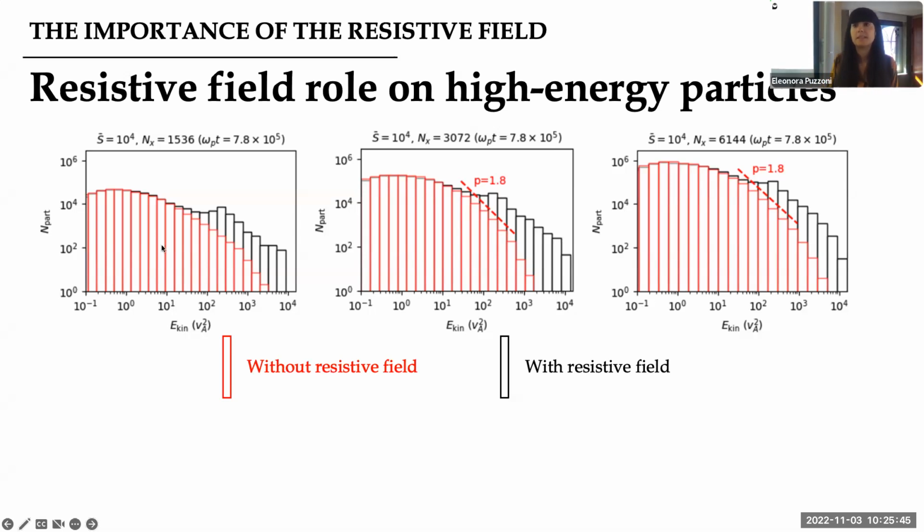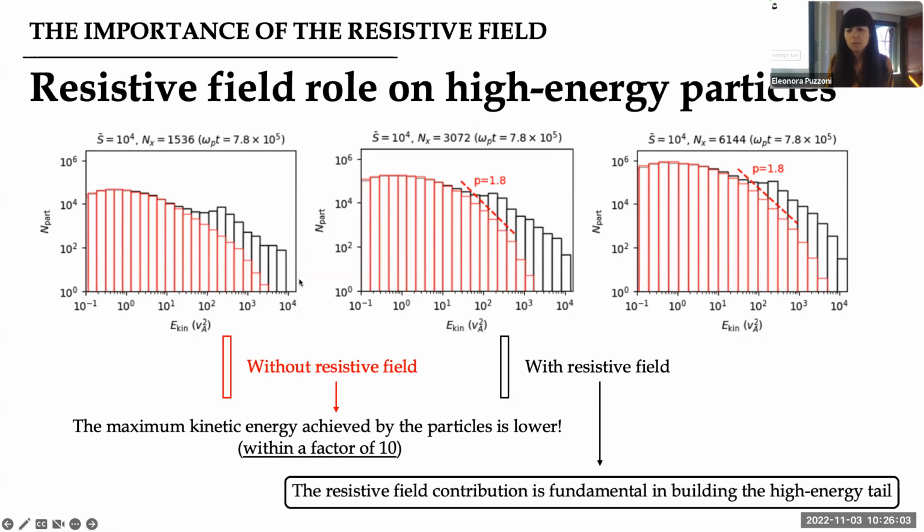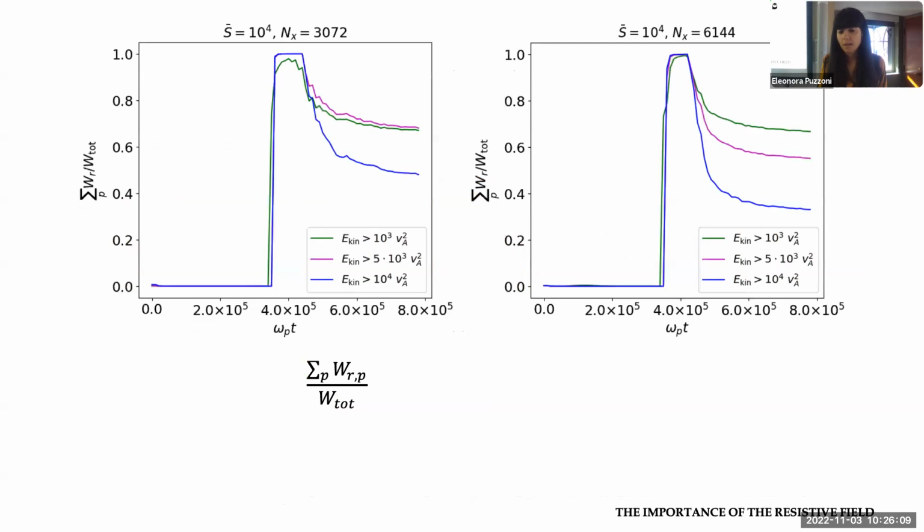I want to stress the fact that the resistive term is always present in the MHD equation for the fluid evolution, so only the particle evolution differs. So we clearly see that if the resistive term is not considered, the maximum kinetic energy achieved by the particle is lower, within a factor of 10. So we can say that the resistive electric field contribution is fundamental in building the high energy tail.